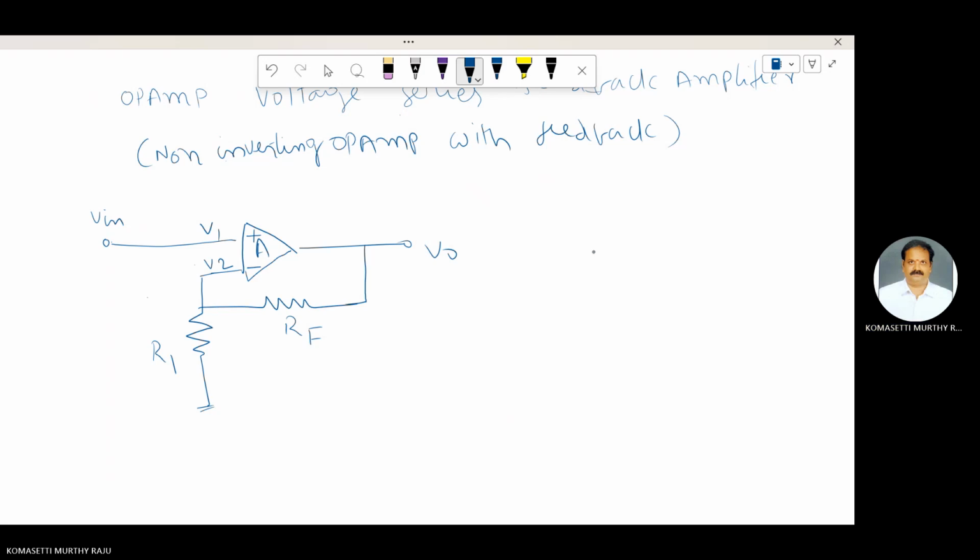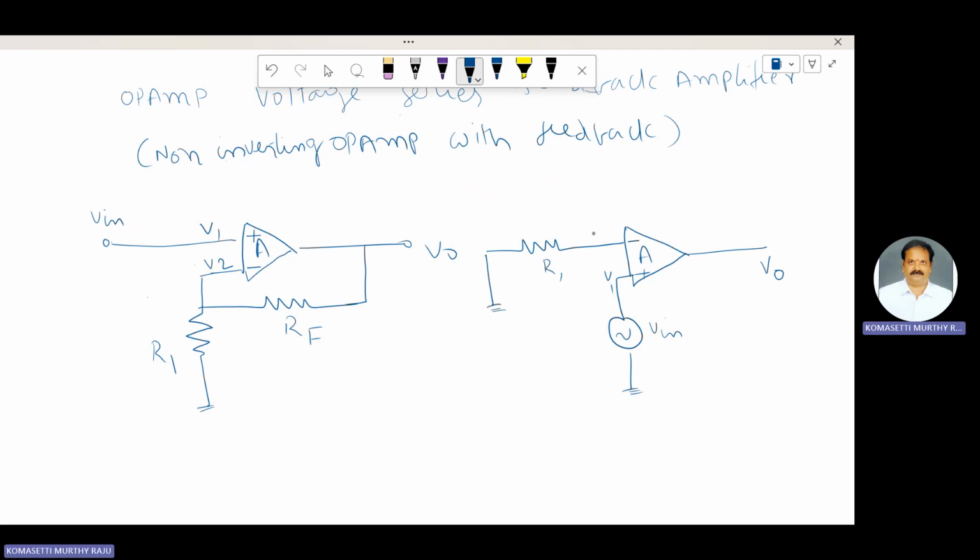Another way to draw this circuit diagram is: Opamp with open loop gain A, output is V0. This one is minus, this one is plus. Vin is applied here. Here voltage is V1. And the resistance R1 is applied here, to ground. This one is R. Both the circuits are the same.